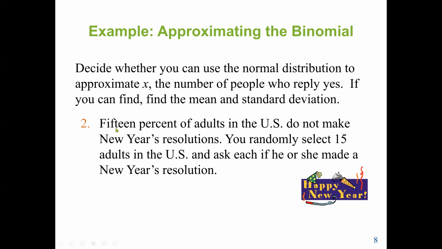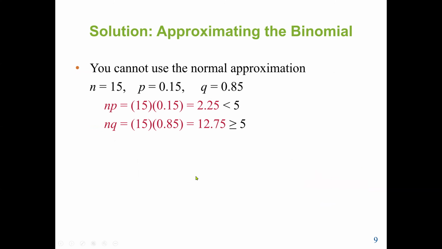The question said 15% of adults in the US do not make New Year's resolutions. So you randomly select 15 adults in the US and ask each if he or she makes a New Year's resolution. First thing, we are going to test our np and nq. The sample is 15 adults, so n is equal to 15.